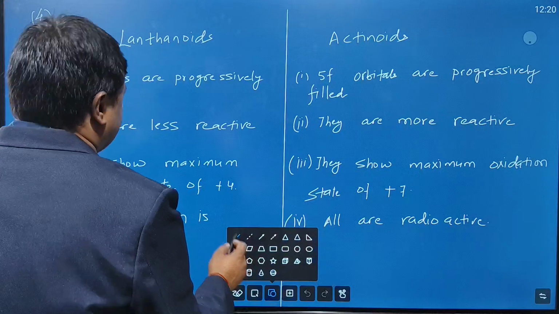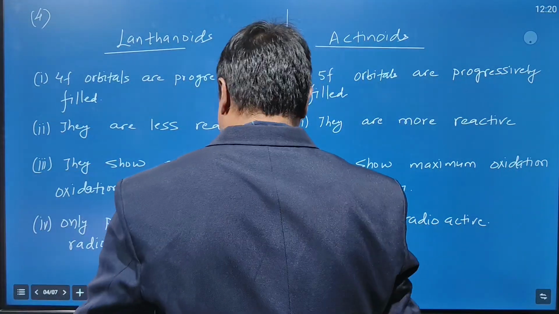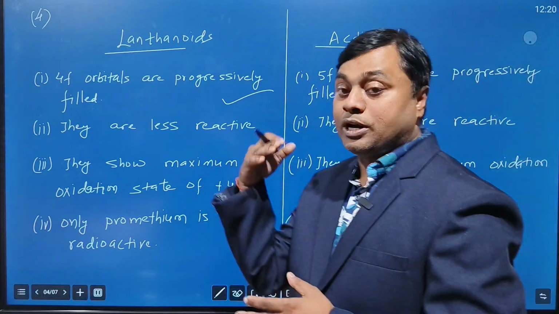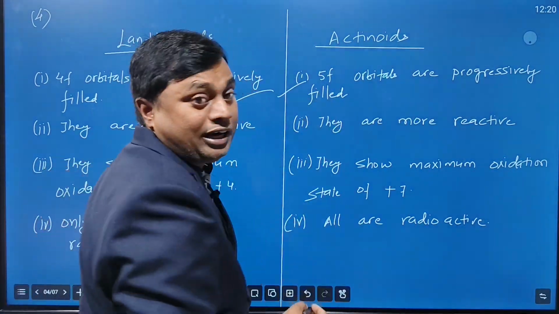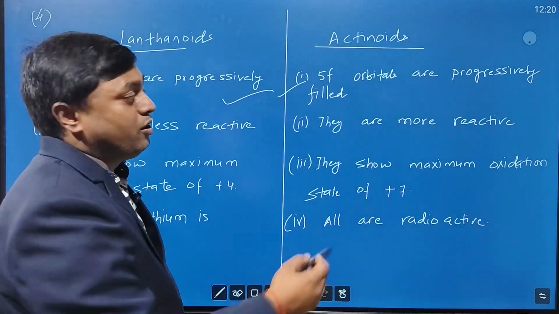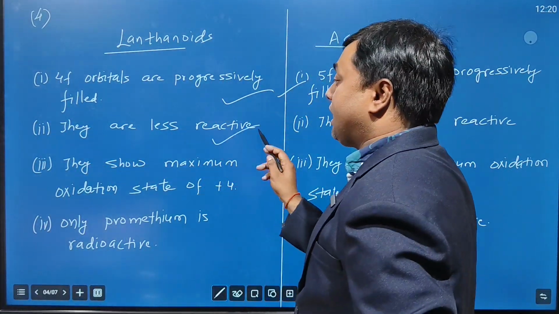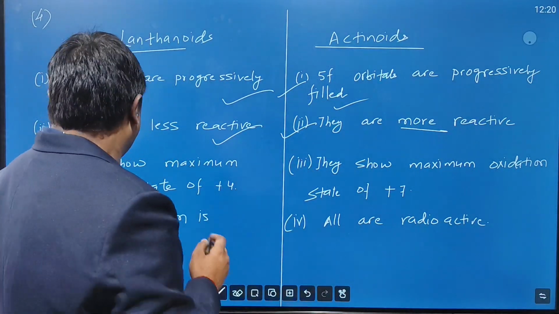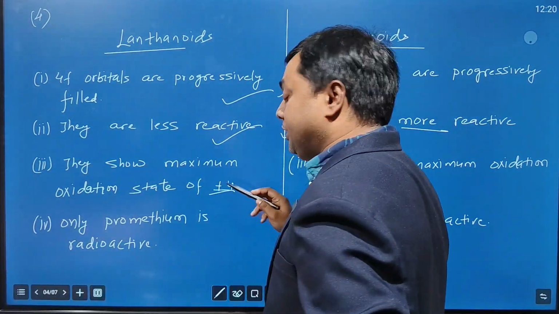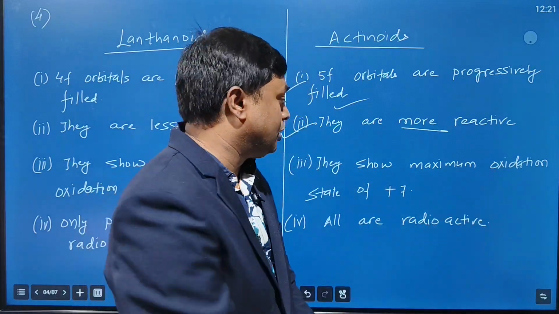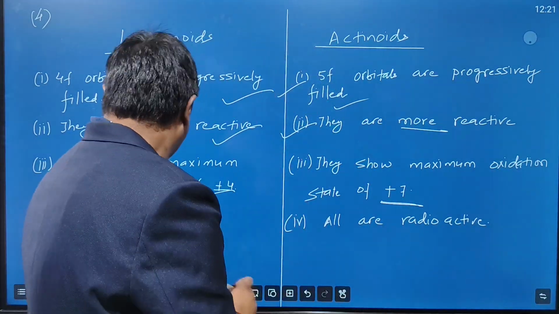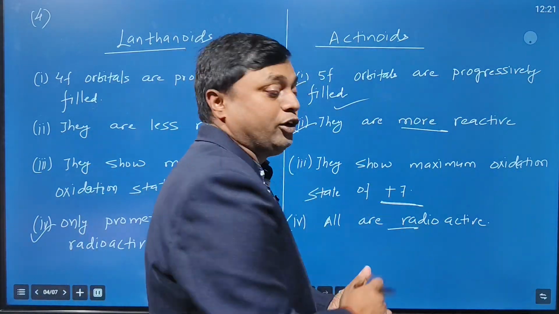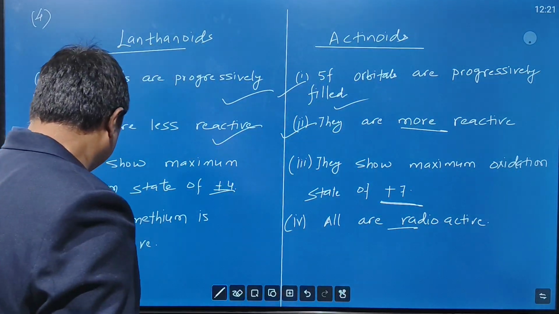Next, lanthanoids and actinoids. When we talk about lanthanoids, here 4f orbitals are progressively filled, whereas in actinoids, 5f orbitals are progressively filled. In case of lanthanoids, they are less reactive, whereas actinoids are more reactive. Lanthanoids show maximum oxidation state of +4, whereas actinoids show +7. Yes or no? Here what happens? Only promethium is radioactive. In case of actinoids, all are radioactive. Is it clear?